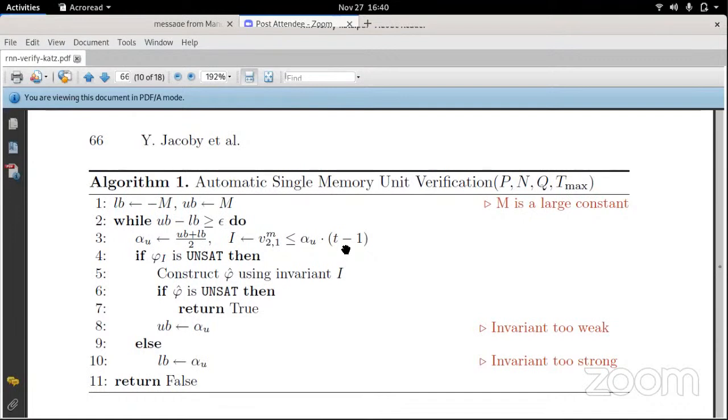So this is also an instance of: once you fix a template, you guess certain values and you check whether the invariant is sufficient or not. And this guess and check kind of thing is common for finding inductive invariants for program verification as well.